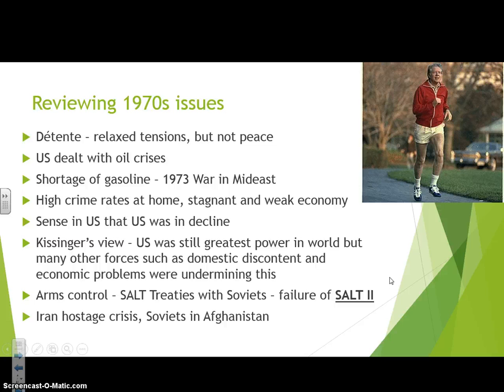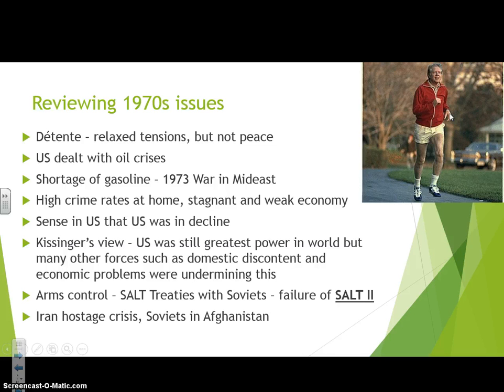So just to reframe some issues from the 1970s, and there's Jimmy Carter running. Anyone own a pair of shorts like that? No? Okay. It's a common thing, apparently, for presidents to do. Even George Bush was an avid runner. Problems for the Secret Service.